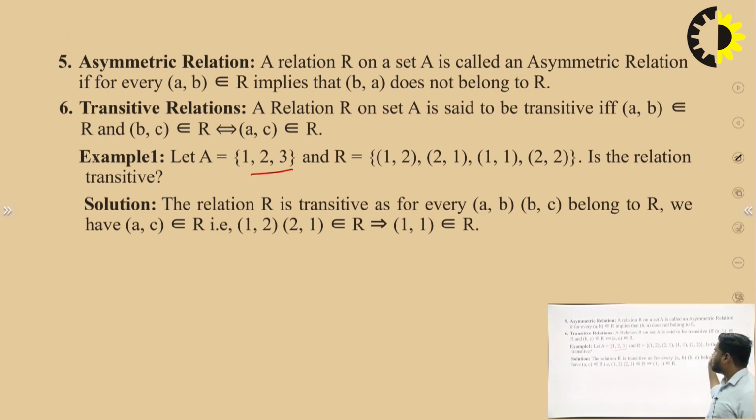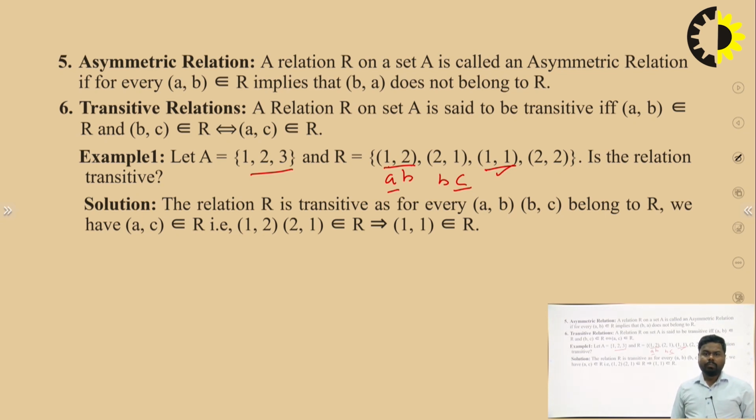So we have to check whether the relation is transitive or not. The relation R is transitive if for every (A, B) and (B, C), (A, C) has to be related. Here, (1, 1) is present, so this is transitive. As I have written in the solution, the relation R is transitive if for every (A, B) and (B, C) belonging to R, we have (A, C) belonging to R. Through this we can check whether the properties of relation are satisfied or not.